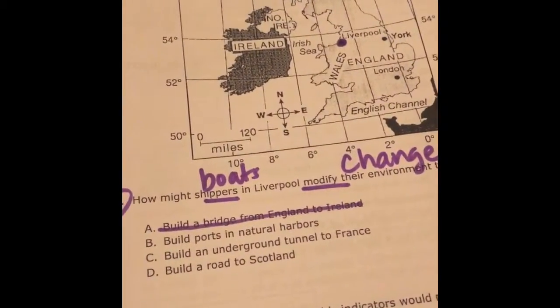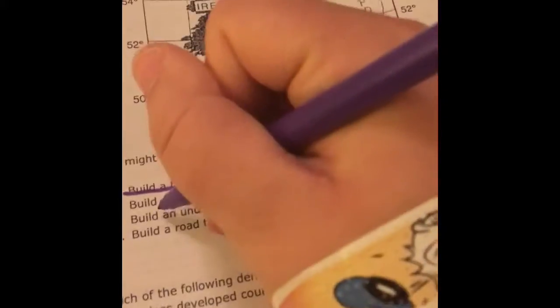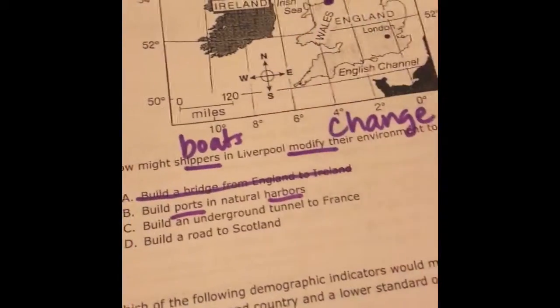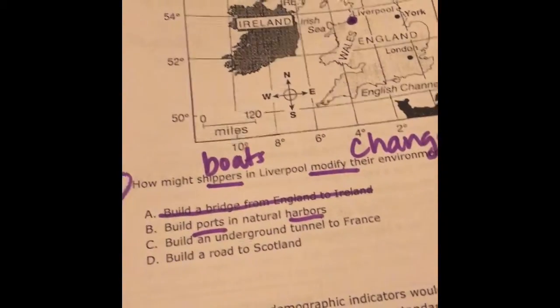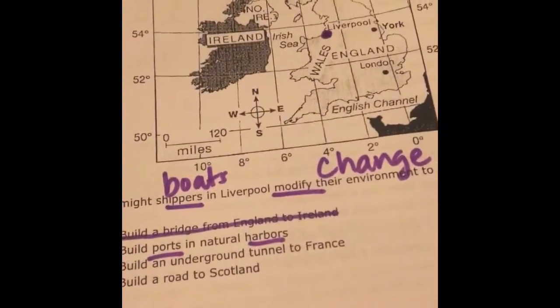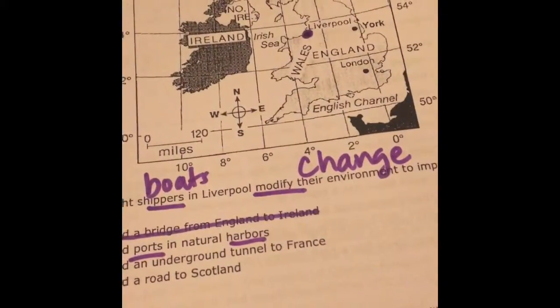B, building ports and natural harbors. Well, maybe we don't know what ports are, or we maybe don't know what harbors are. C, build an underground tunnel to France. If we build an underground tunnel, is that helping people with boats? No. Okay.